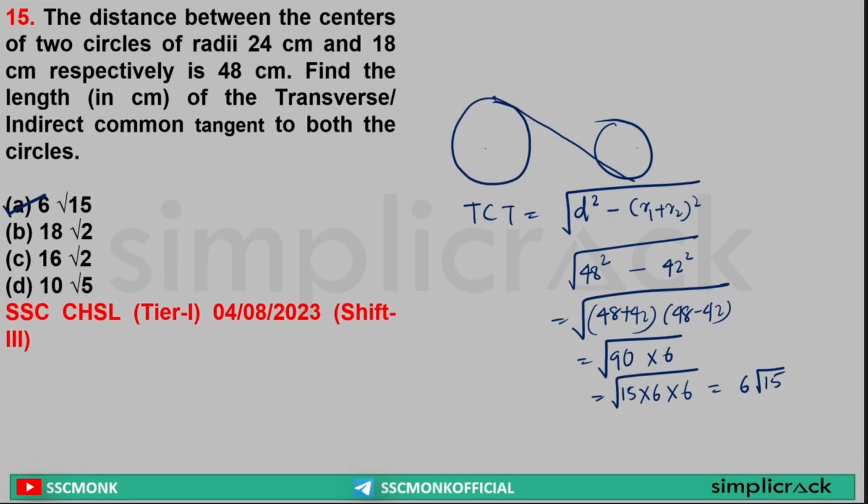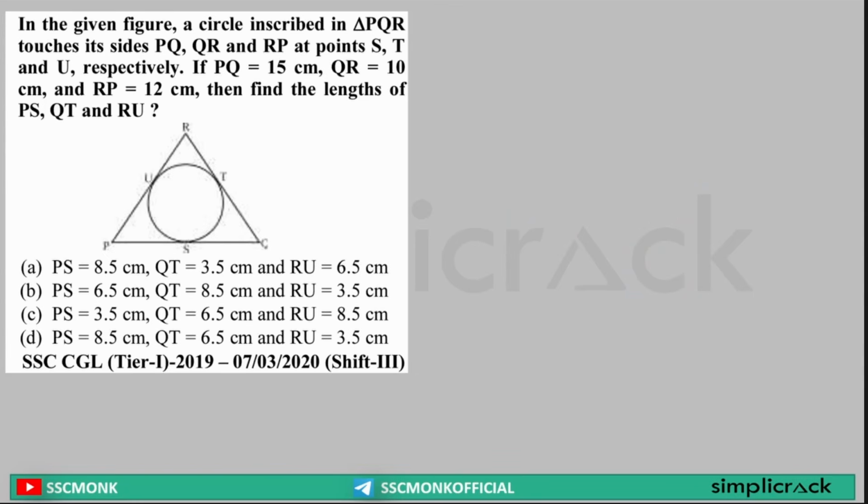Clear? Sorted? Next. In the given figure, a circle is inscribed in the triangle PQR. The touch points on PQ, QR, RP are S, T, U. It is saying the value of PQ is 15, the value of RP is 12, the value of QR is equal to 10. Then what is the length of PS, QT, RU? That's all. Yes or no? Now, whenever you encounter such a question, you need to remember one thing.